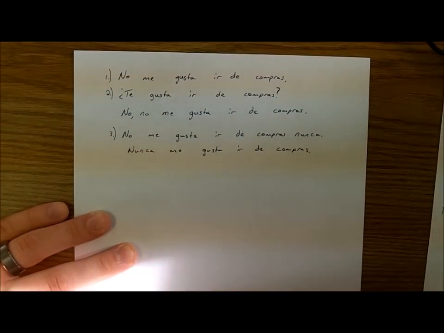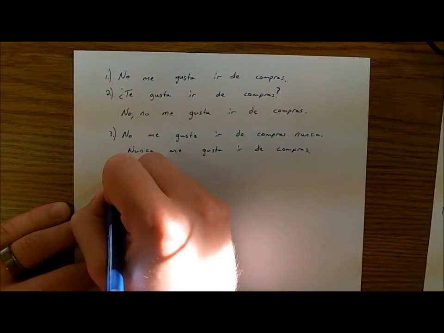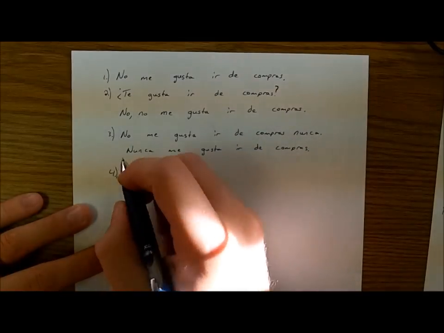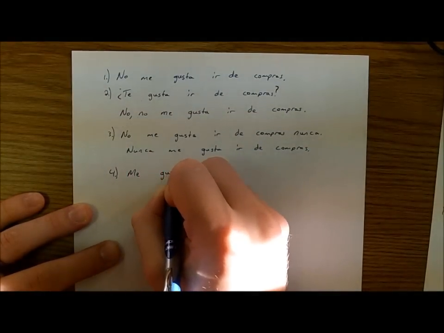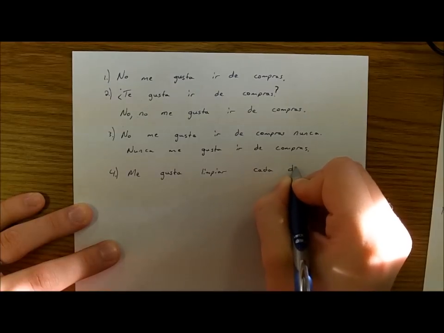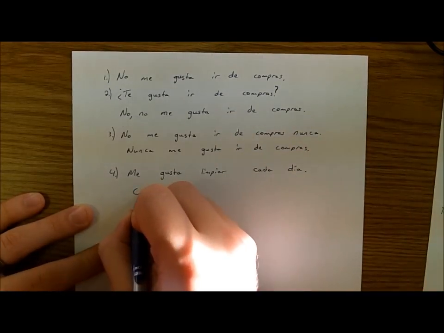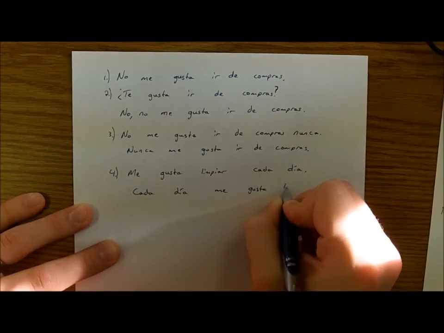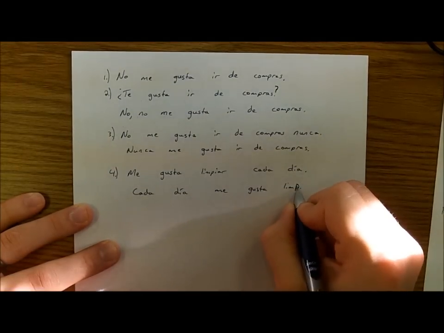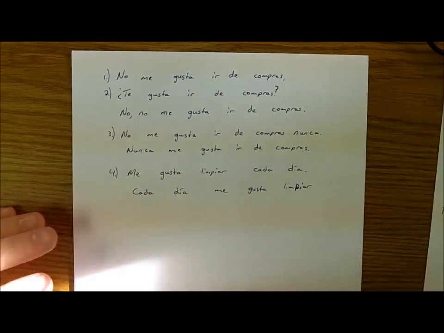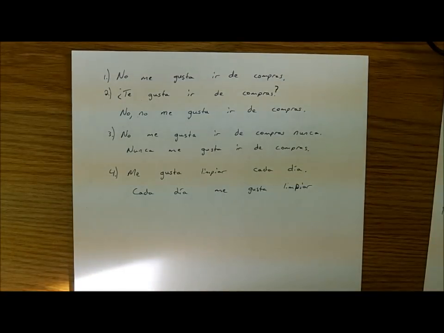So, another part of this is how often you like to do something. For example, how about you say, I like to clean every day. You can say me gusta limpiar cada día, or you can say cada día me gusta limpiar. Either or is perfectly fine. And that is how you use gustar and encantar in sentences.